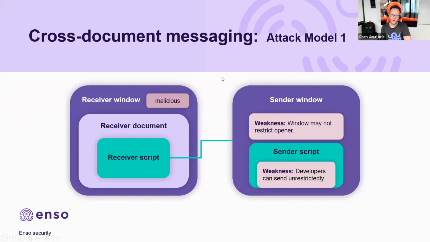Let's go into talking about our two attack models. We have one attack model, a very simple one and not so common, where the malicious window is the receiver window, and the receiver window is mounting the sender window. It's abusing the weakness that windows may not restrict opener, meaning that they didn't configure cross-origin policies and X-Frame-Options to disallow loading them in some scenarios, and that the sender script may send unrestrictedly with an asterisk. In this case, you will start getting the messages, and this is our first attack model.